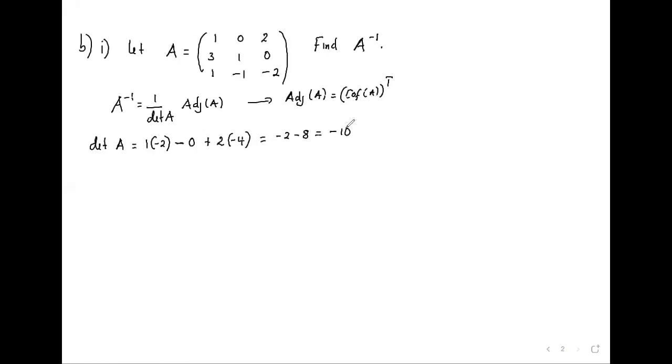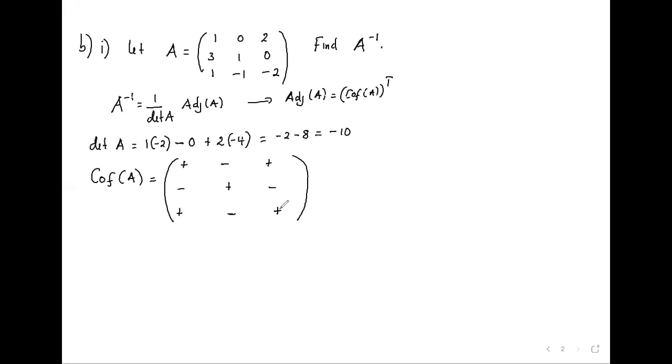And then we now find the cofactor matrix. The cofactor matrix of A is a matrix that respects the invisible signs: plus, minus, plus, minus, plus, minus, plus, minus, plus.